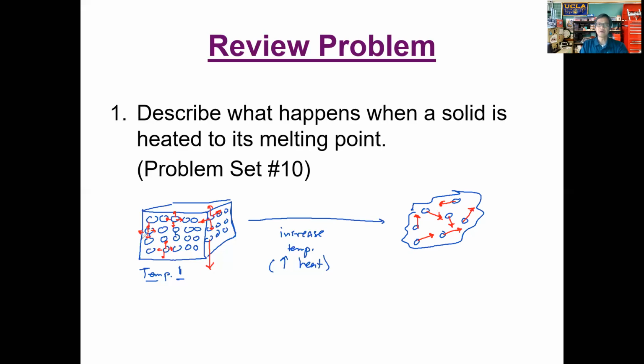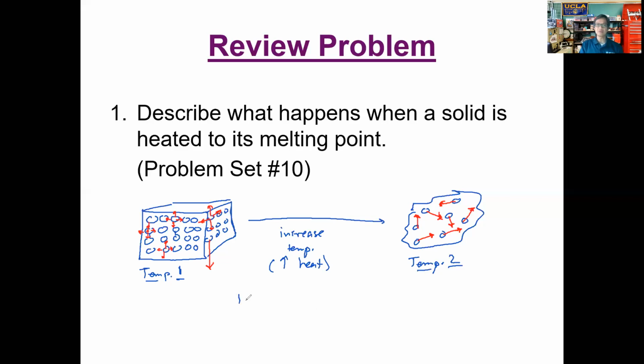Here we have 4 arrows representing motion around an equilibrium point. That means rotational, vibrational motion. This is going to be translational motion. And so what happens here is that at this point, the substance is at a new temperature. So this is going to be at a higher temperature.